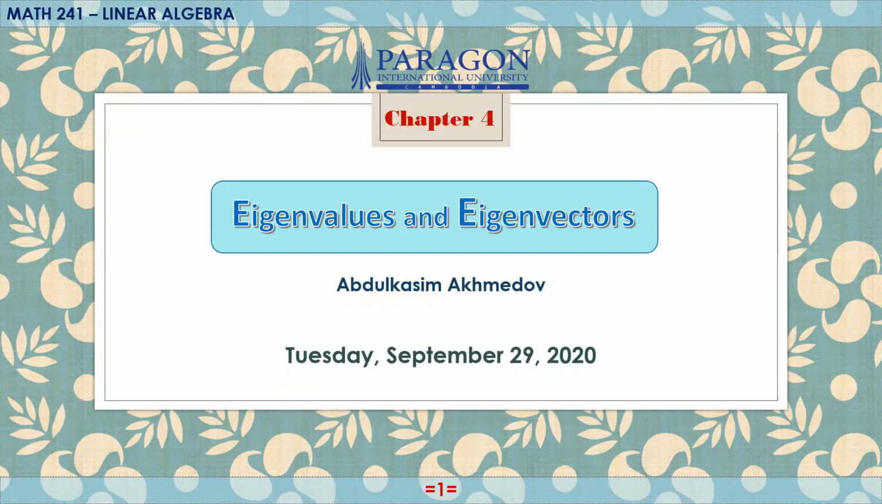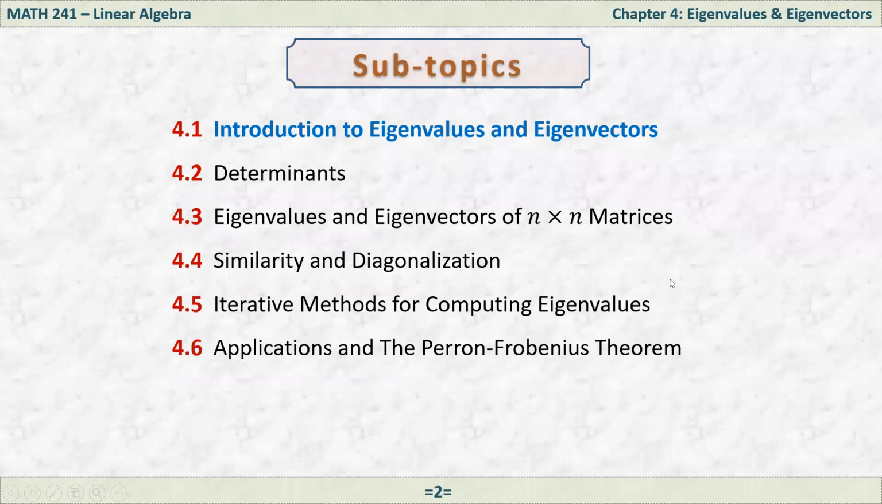Okay, so we have 4 subchapters that we are going to learn here. The introduction to eigenvalues and eigenvectors. Part 2 is 4.2, where we have to study determinants because eigenvalue problems are related to determinants. We need to know how to compute determinants. And in 4.3, eigenvalues and eigenvectors of n by n matrices. And 4.4, similarity and diagonalization.